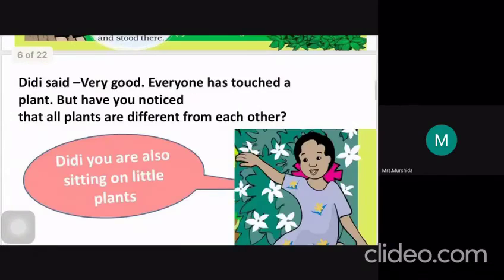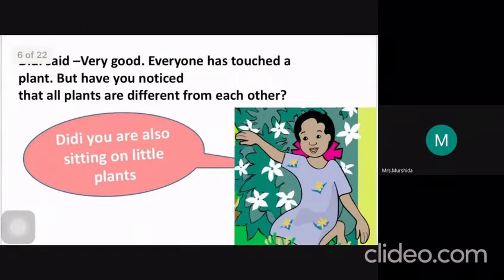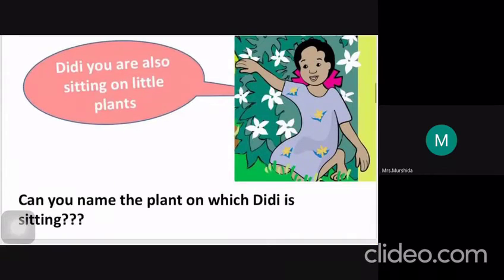Didi said, "Very good. Everyone has touched a plant. But have you noticed that all plants are different from each other?" So Shabnam said, "Didi, you are also sitting on little plants. Can you name the plant on which Didi is sitting?" Yes, Didi was sitting on the grass. So grasses are small, little plants.